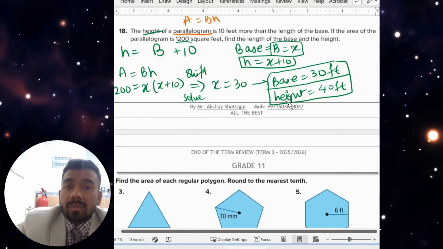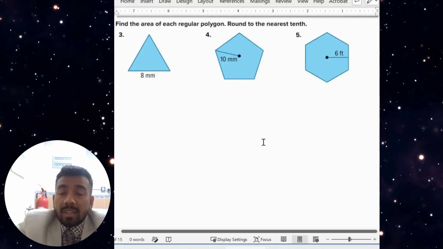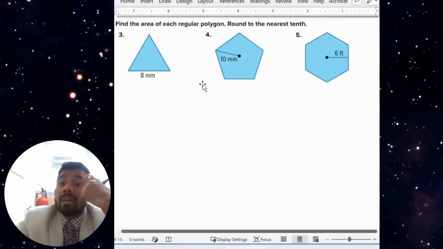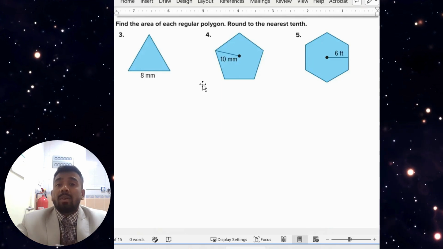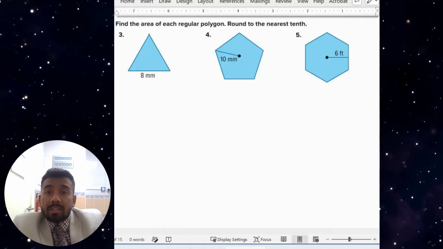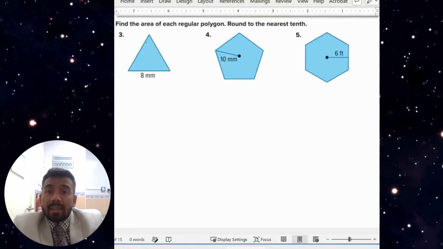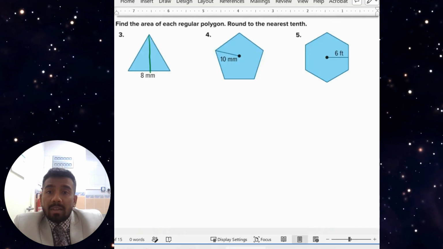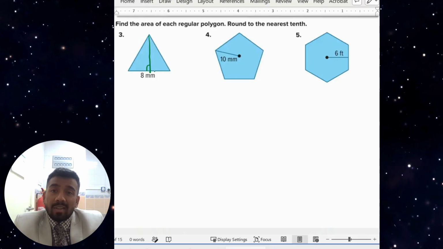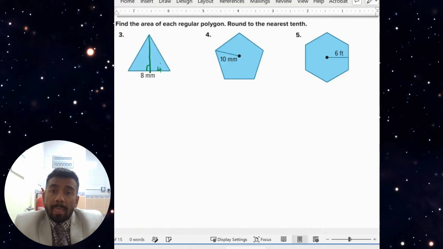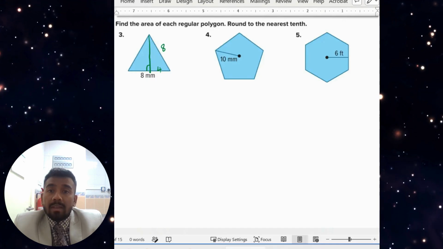Okay, let's go to the next one. Next is: find the area of each regular polygon and round to the nearest tenth. When you find the area of a polygon, it's very important to check the polygon. If I talk about the first one, that's a triangle. To find the area of this polygon, what do you need? Base and height. As this triangle is an equilateral triangle, this side is 8. If I make half of it, this will be 4, and this is 8, this will also be 8.